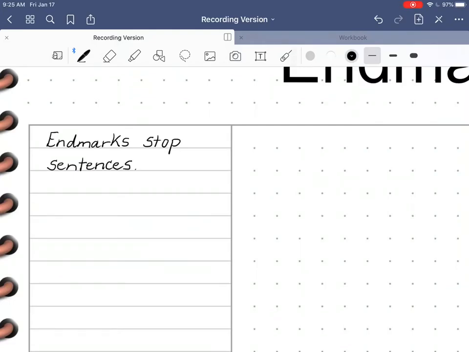Here's an example. Full stop. End marks stop sentences. They let your reader know that you're finished with that thought. And they're very, very important. When you have to write an essay, you have to get those end marks in the right spot. And we're going to practice that a lot. So if you don't understand this yet, just hang in there with me and it will get better.